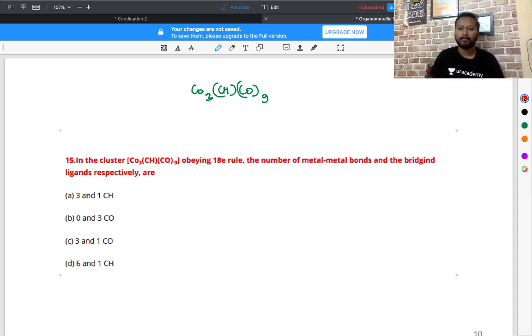First of all, how to find out the bridging ligands? For that, you need to find out total valence electrons. So how do we do that? For cobalt, how many electrons will we get?